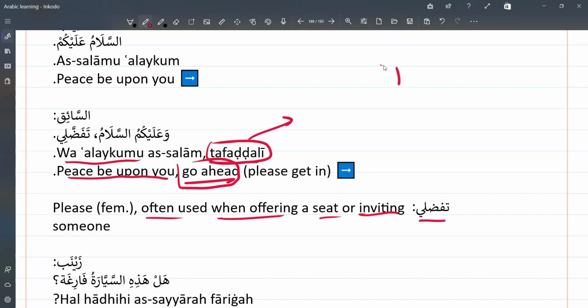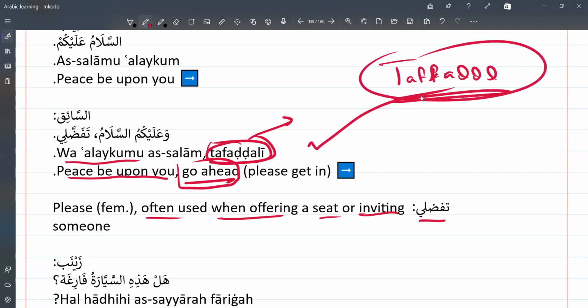Tafaddali is used for feminine. And tafaddal, we have done this many times, means the same thing but for masculine. If the passenger was a masculine person, then the driver would have said tafaddal instead of tafaddali, right?